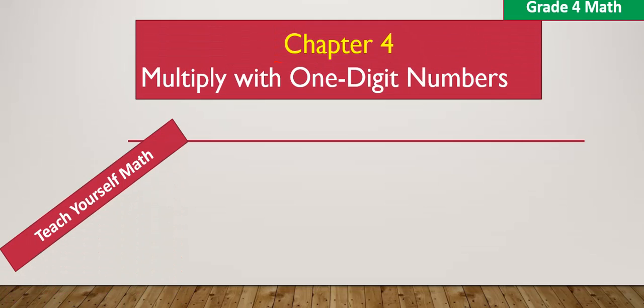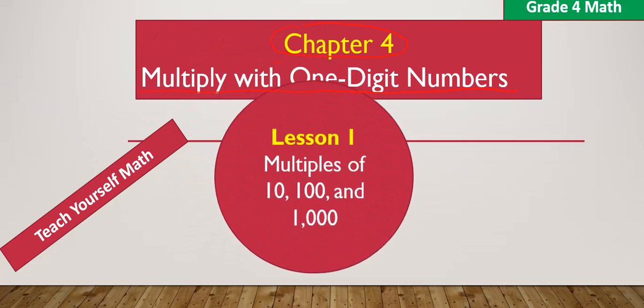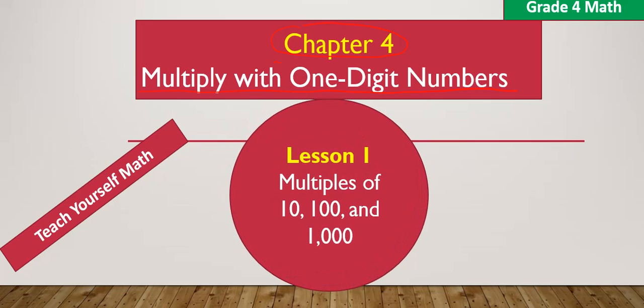Today it's the beginning of another chapter, chapter 4, where we'll be looking at multiplying with one-digit numbers. In a couple of seconds we will see what that means. We'll be starting with lesson 1, multiples of 10, 100 and 1000. As a starter, take note of this.